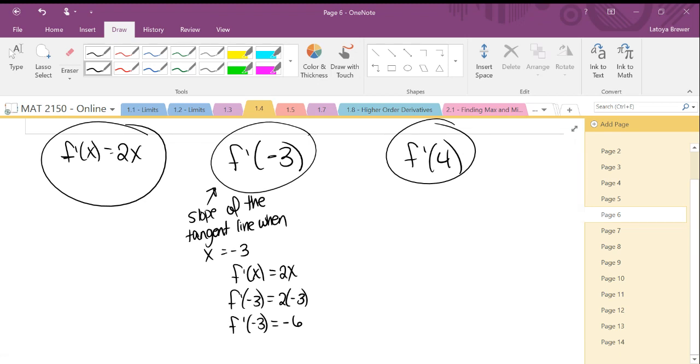And the same thing's going to happen over here for f prime of 4. I want to find the slope of the tangent line. That's going to be equal to 2 times 4, which is going to be equal to 8.